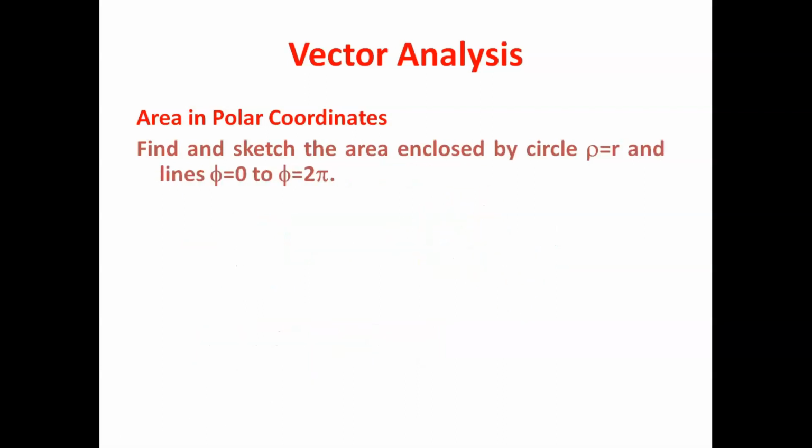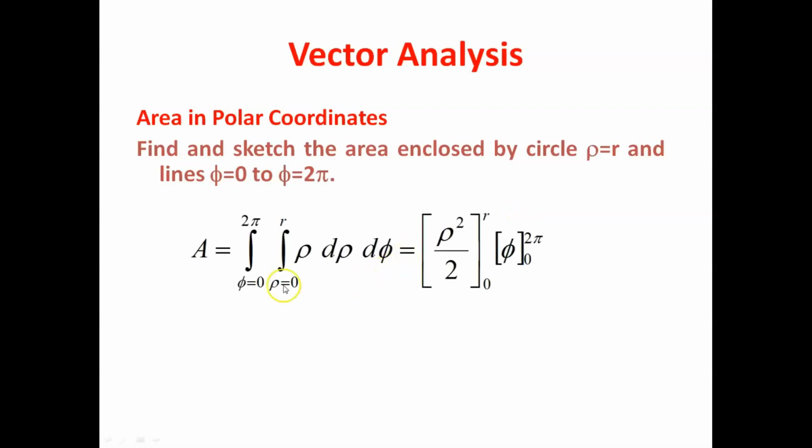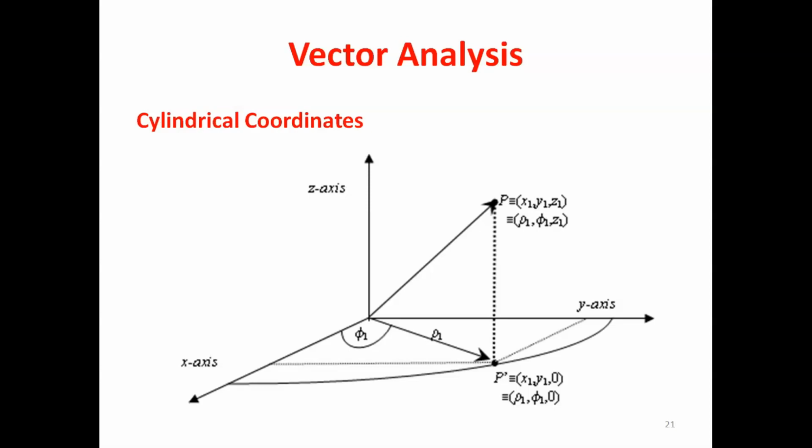In the polar coordinate system, we are interested in finding the area of a circle where rho is varying from 0 to r and phi will have a complete description for a circle from 0 to 2 pi, and this integration will be rho square by 2 into phi, upper limit minus lower limit. This will be 2 pi minus 0 multiplied by r square by 2. So in all it will be pi r square. This is how the area of a circle is estimated.